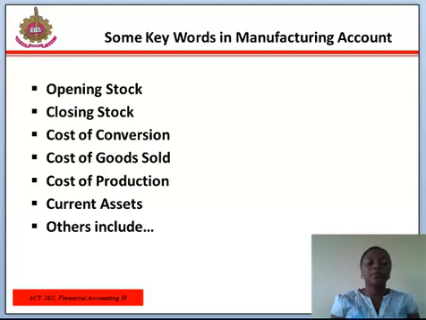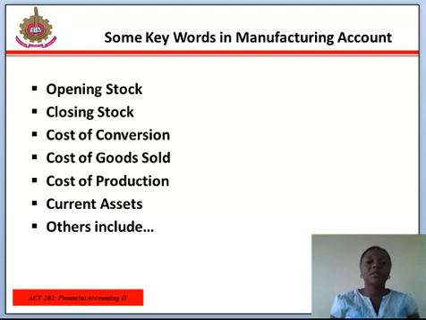Some keywords in manufacturing accounts. The following are some keywords that are used in manufacturing accounts. We have: one, opening stock; two, closing stock; cost of conversion, cost of goods sold, cost of production, current assets, and so on and so forth. Now let's take this one after the other. The opening stock. The stock of goods at the beginning of the accounting year is referred to as the opening stock, while the closing stock refers to the stock of goods that is remaining unsold at the end of the accounting year.